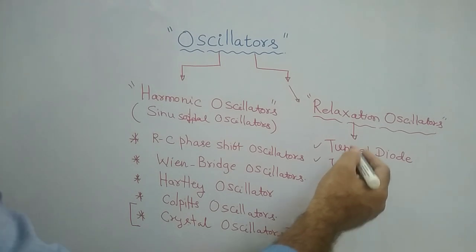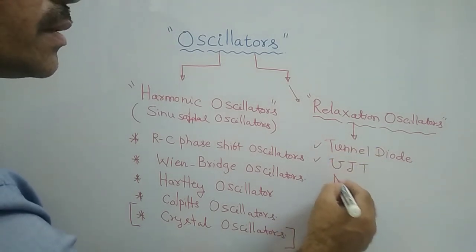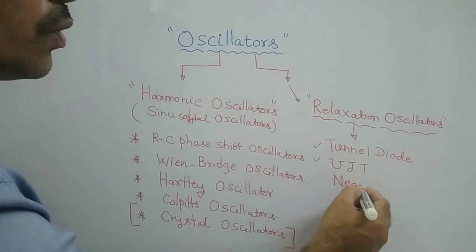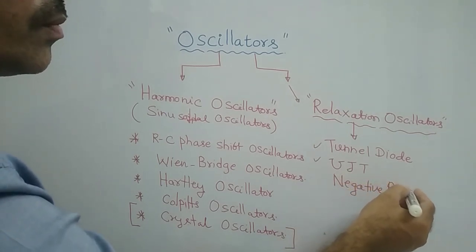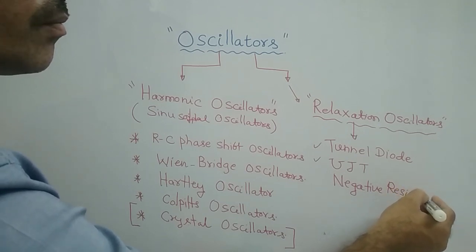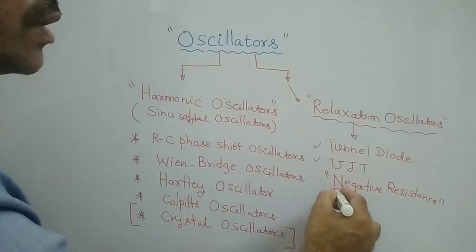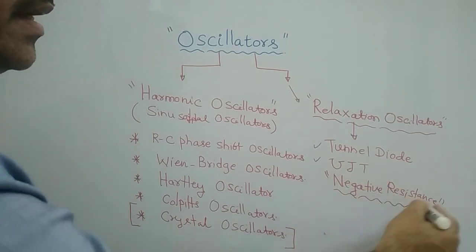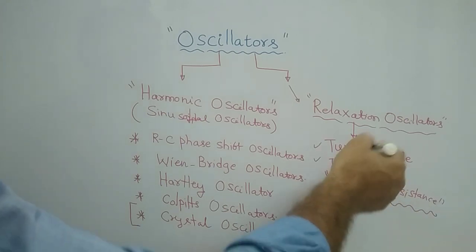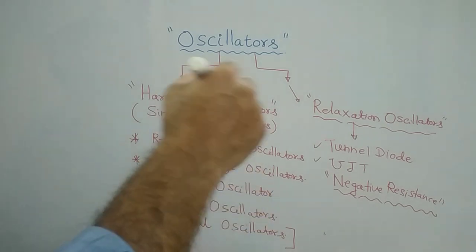These show negative resistance. In this negative resistance region only, the device will act as a relaxation oscillator. In that region, it provides the sawtooth waveform.